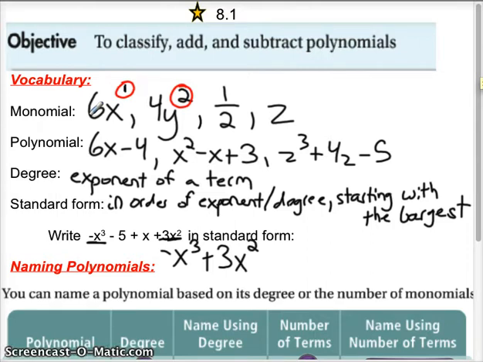All right, after 2 comes 1. So that x really means x to the first. So that should come next. And then finally, the last thing in any polynomial is going to be the constant, the number that's by itself. So the very end is going to be negative 5.